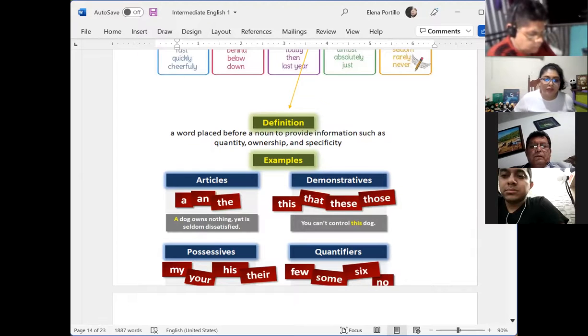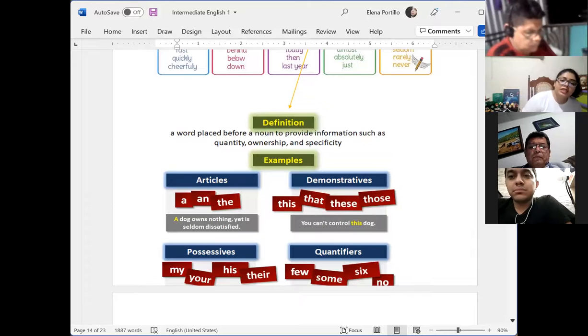A dog owns nothing, yet it's seldom dissatisfied. The demonstratives: this, that, these, and those. You can control this dog.